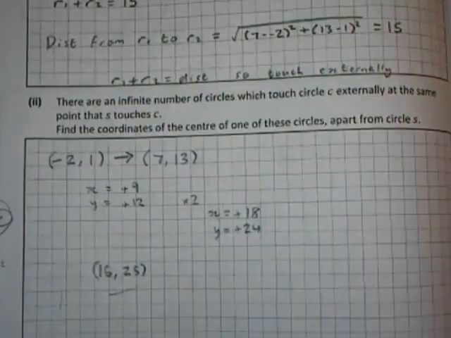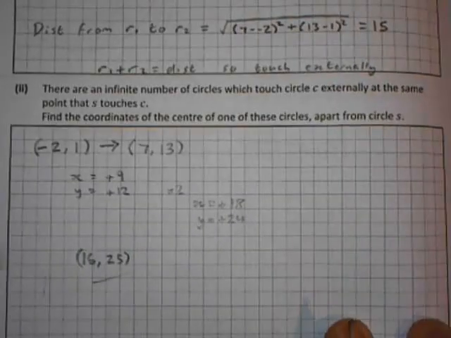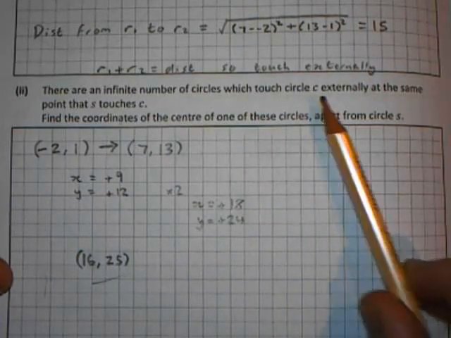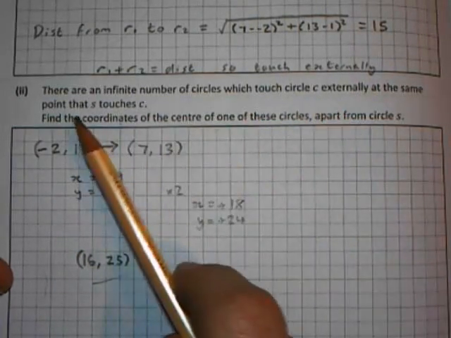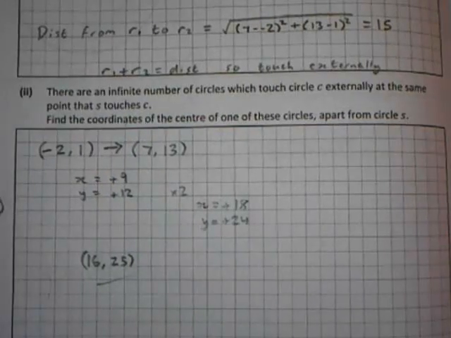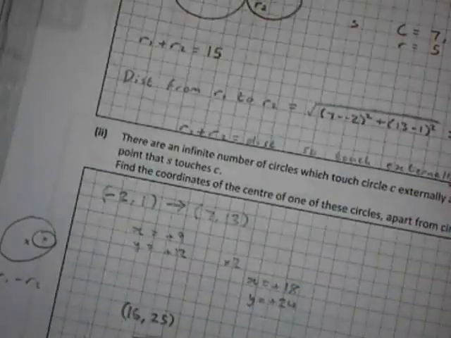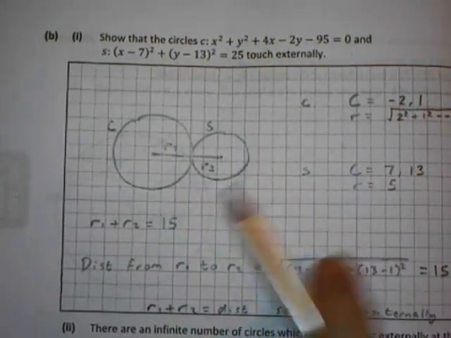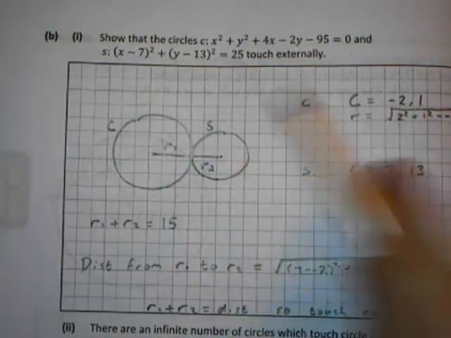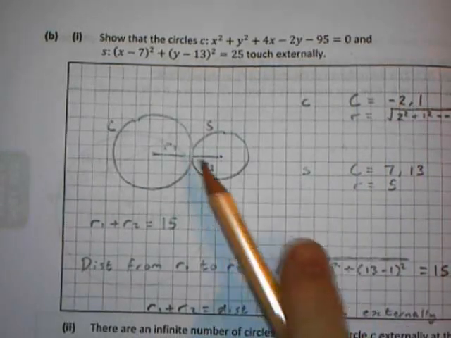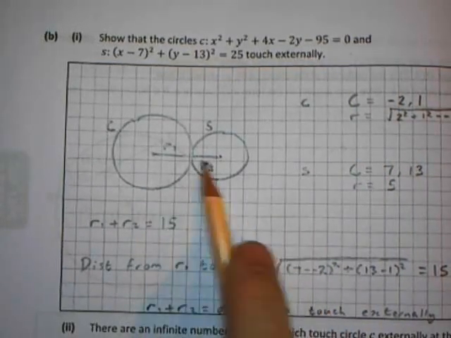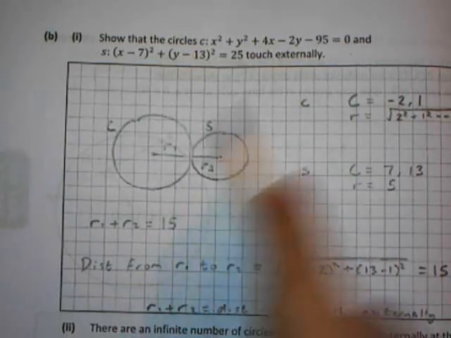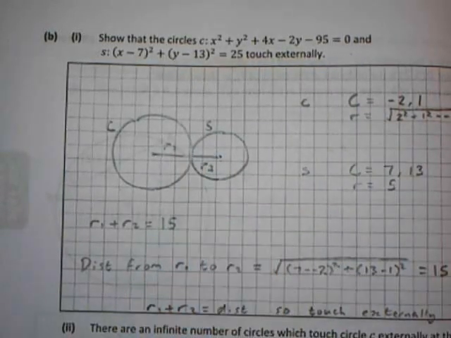Right, we're nearly done with this question. There's an infinite number of circles that touch circle C externally at the same point that S touches it. So that is true, and it's basically saying we could just draw lots of circles here, and they could be bigger or they could be tiny, but they'd all touch at that point. But basically they'd all be on this line. So if you sort of join them up, they're all kind of touching there.